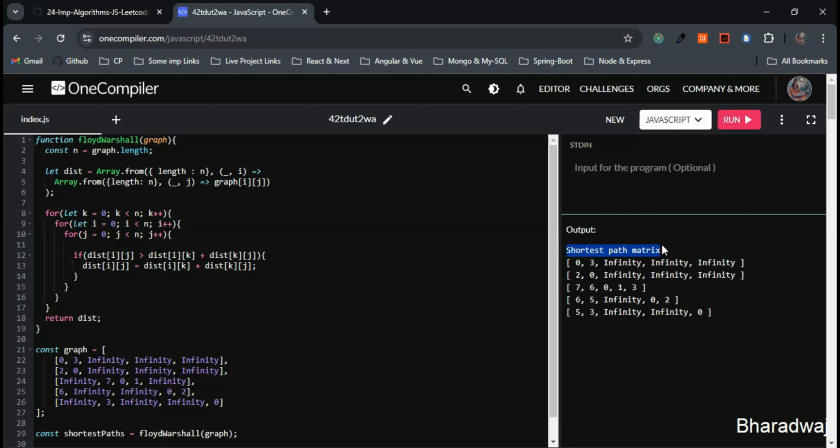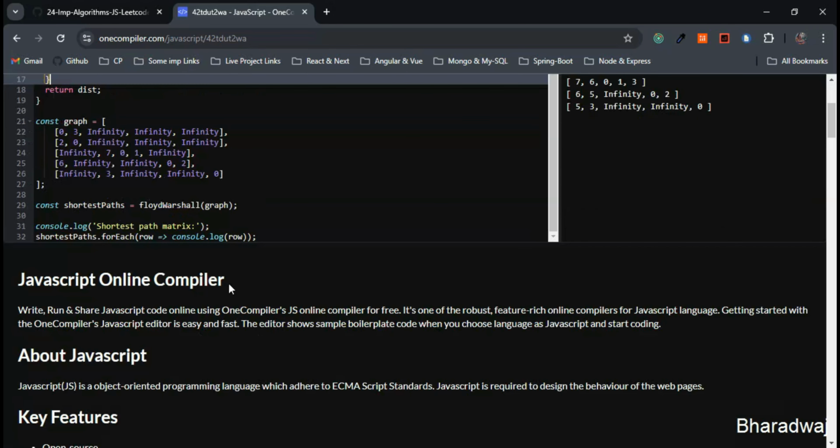So here we have the shortest path. So 0, 3, infinity, infinity, 2, 0, infinity, infinity. So this one we have got, right? So we have got the shortest path. As I've said, while I gave this graph, we have the shortest path. That is the reason the diagonal is 0. So we have the shortest path here, 0, 3, infinity, infinity. You can clearly see the other rows as well, 7, 6, 0, 1, 3, 6, 5. This works absolutely correct.